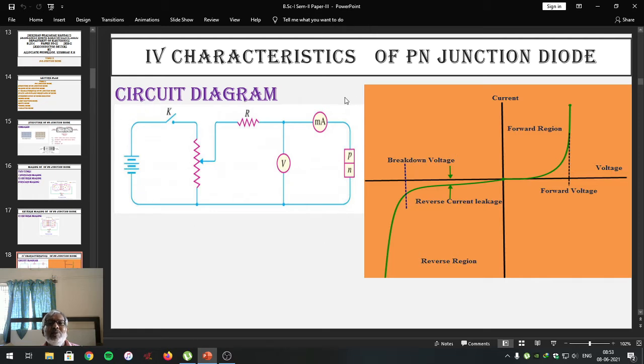By using the circuit diagram, we are going to plot the IV characteristics. Now look here. In the present situation, this P region is connected to the positive terminal of the battery. This is the P region of the p-n junction diode. It is connected like this through the variable terminal, whereas the N region is connected to the negative terminal of the battery. So that's how the power supply connected makes the p-n junction diode forward biased.